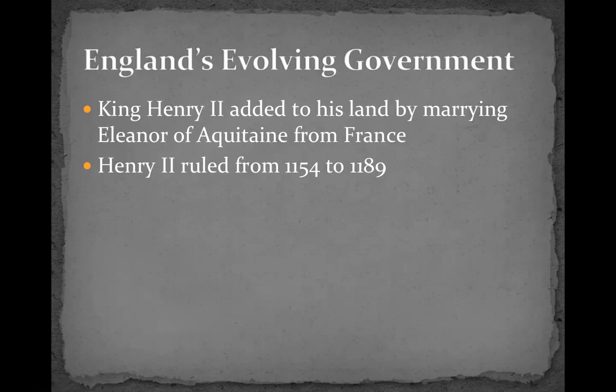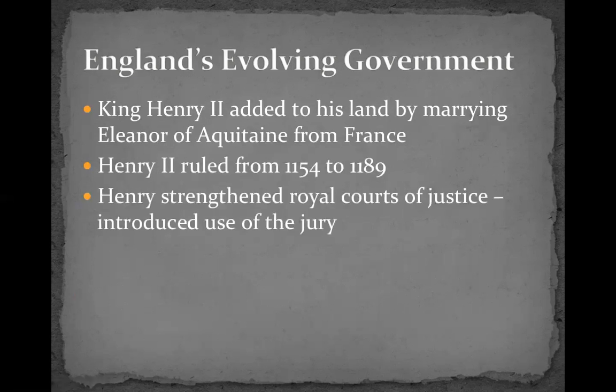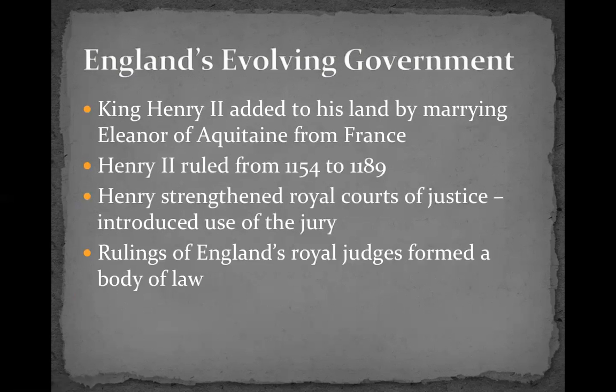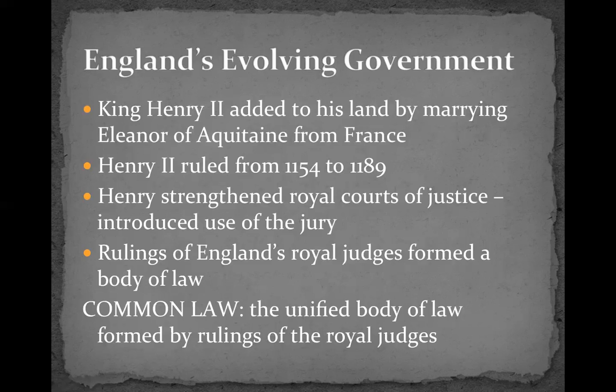Henry ruled England from 1154 until 1189. While he was king, he strengthened the royal courts of justice, so the courts of law, and he introduced the use of the jury. Before Henry II introduces this idea and this concept, there had been no jury. The rulings of England's royal judges created a body of law. And that law is known as common law. It is the unified body of law formed by the rulings of the royal judges.